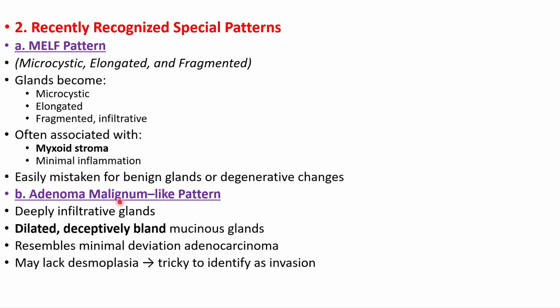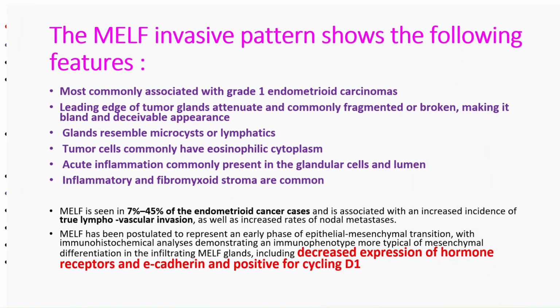The second pattern is the adenoma malignum-like pattern. So they are deeply infiltrative glands. They are dilated and deceptively bland mucinous glands. So it resembles minimal deviation adenocarcinoma and they lack desmoplasia. So this is tricky to identify as invasion.